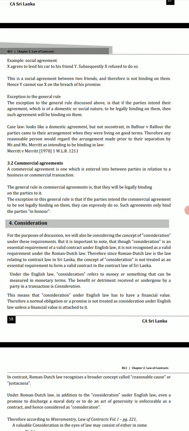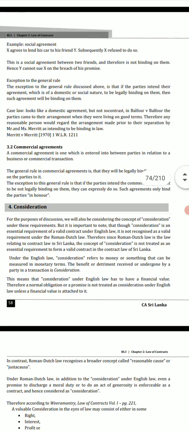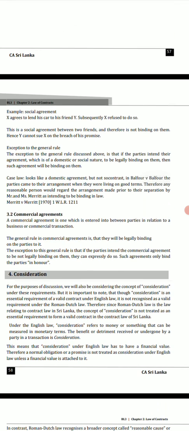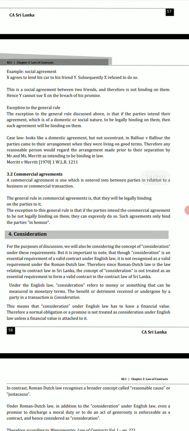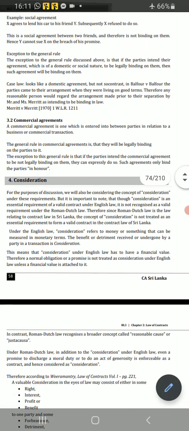So there are more and more examples. Another case was Merritt versus Merritt. Please read that. It's also derived from Balfour versus Balfour as well.